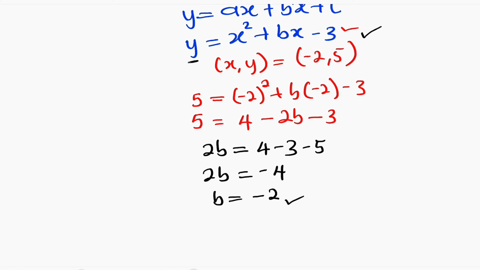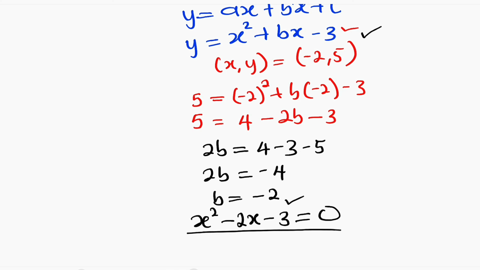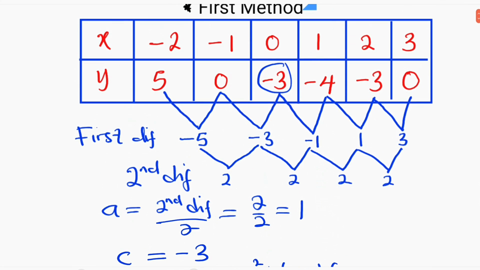So now we can just exclude y and write our equation as x squared plus, okay, b is negative, so we can write this one as negative 2x. Then in the end, we have minus 3, and the whole of this equal to 0. Remember, this is our quadratic equation, and this is what is used to form this particular table here.